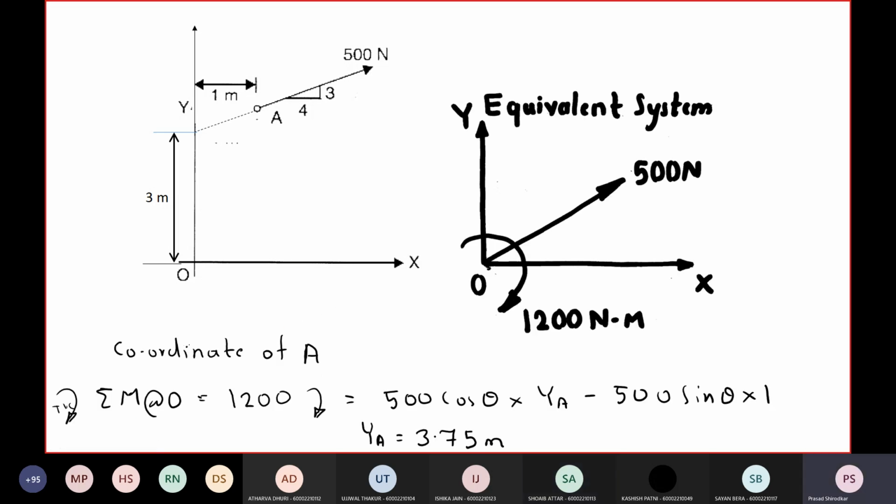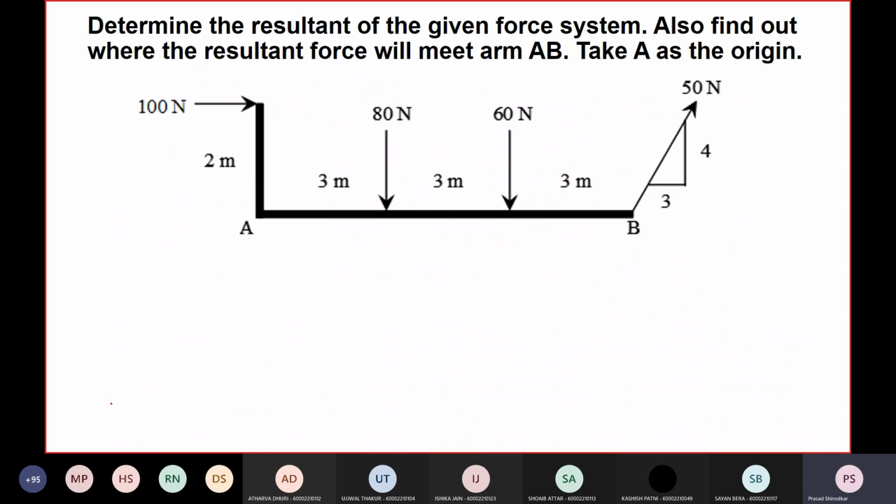All right. Okay, so let's go to the next question. Any questions? Are all the three parts of the question clear? Okay. All right. So next, determine the resultant of the given force system. Also find out where the resultant will meet arm AB.